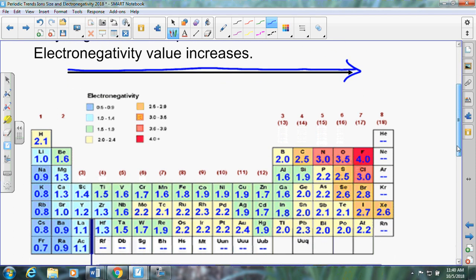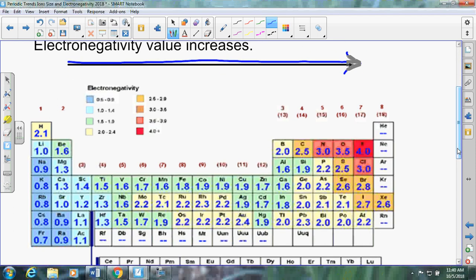You need to stay within a period. So I'm going to pick this period, or period 2. We see an electronegativity of 1 for lithium. We see an electronegativity value of 1.6 for beryllium. We see an electronegativity value of 2.0 for boron, 2.5 for carbon, 3.0 for nitrogen, 3.5 for oxygen, 4.0 for fluorine, and notice here, the noble gas is 0.